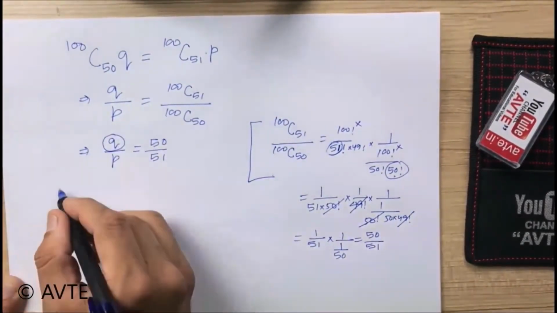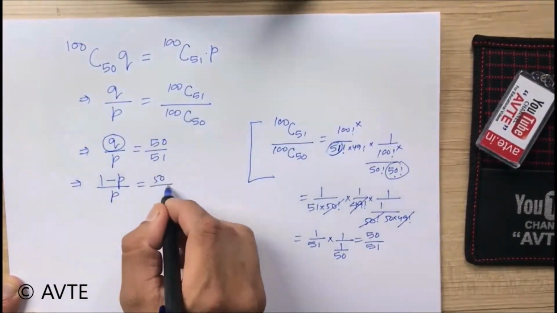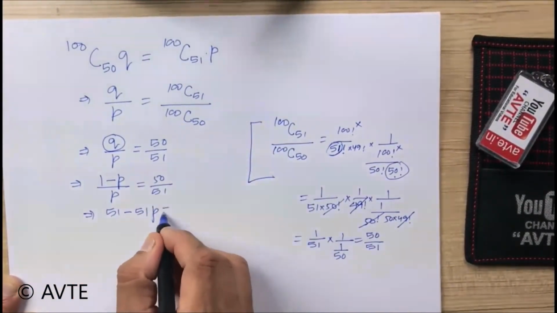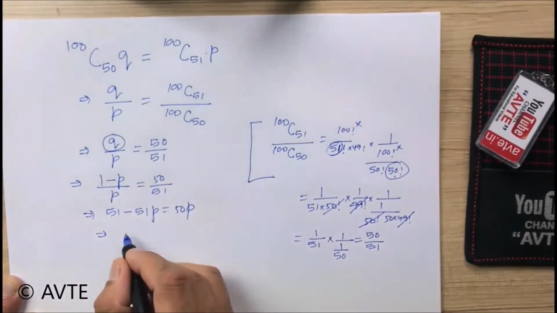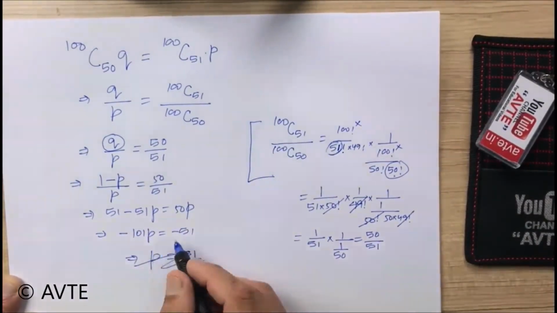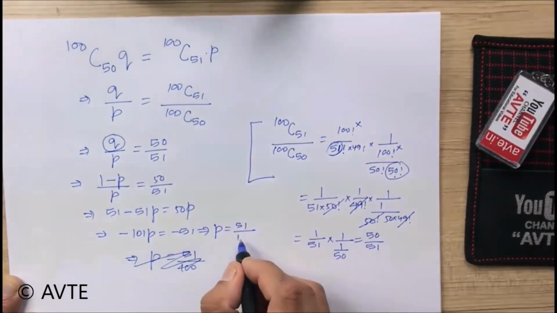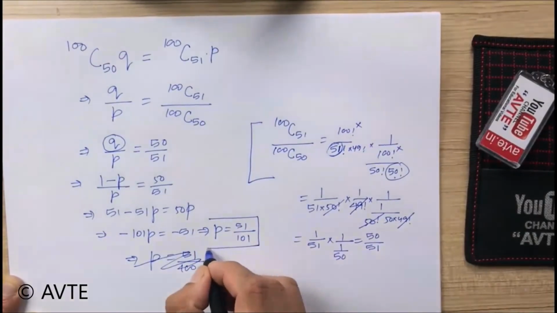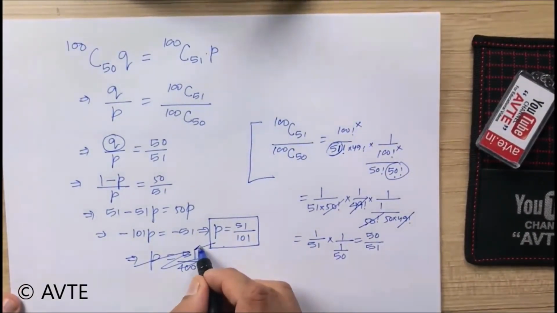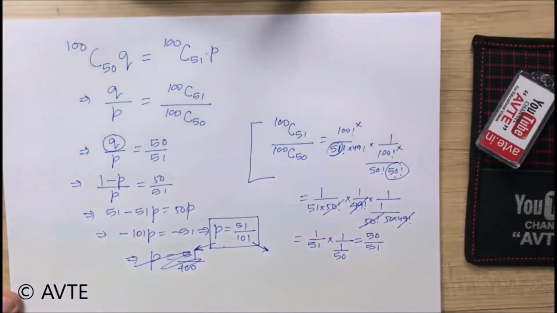This is the time where we'll write Q as 1 minus P upon P, because the target is to find P. By simply cross multiplying and shifting, we can find the value of P, which is 51 over 101. Remember, the unknown should always be on the left hand side and the number should always be on the right hand side. Thank you very much.